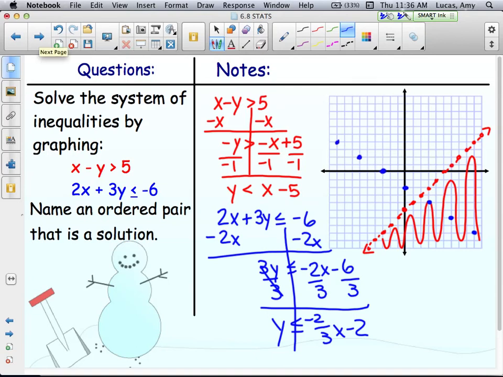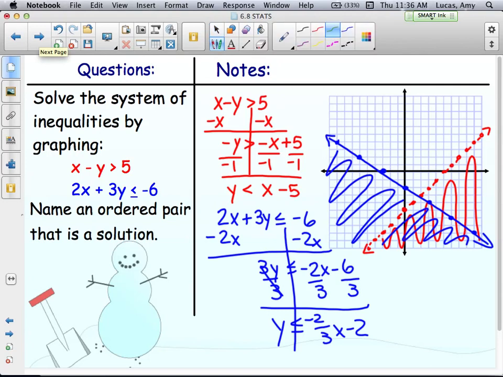This symbol is less than or equal to, so it is going to be a solid line, and less than is shaded below. So now the bottom section is the one that was shaded by both of my inequalities. So the solution region would be anything in this bottom region that's been shaded blue and red.